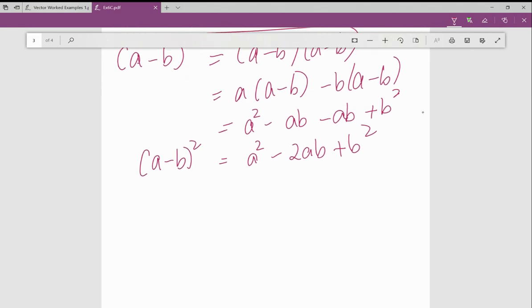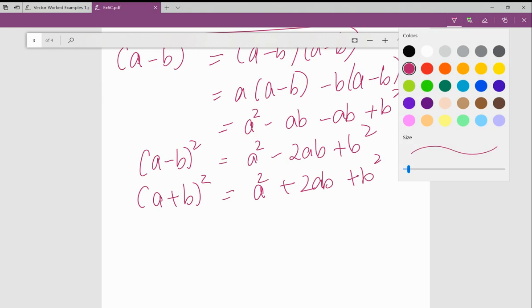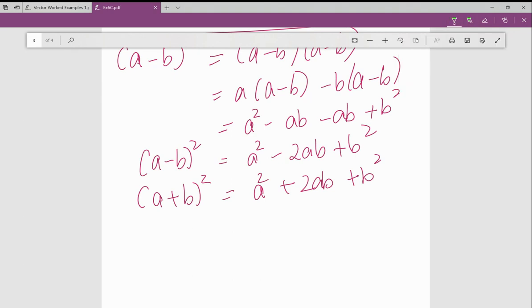I want you to compare this with a plus b squared that you learned earlier. It is a squared plus 2ab plus b squared. Do you notice? The only difference is that if this is a minus, this part becomes a minus. If this is a plus, this becomes a plus. That is the only difference. Then you can substitute the formula again.